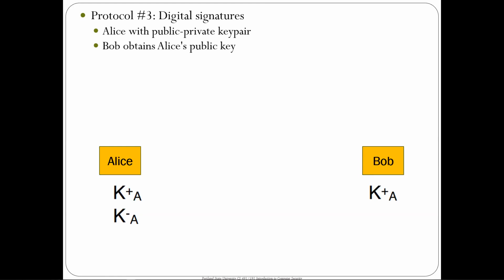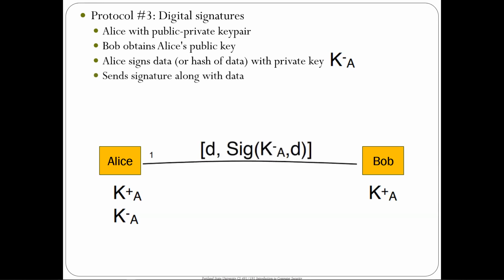So Alice has her key pair, publishes her public key, and Bob gets a copy of that. And then Alice has some data to send. And so that data, D, is then signed with her private key. And this is the K minus. If the data is large, if it's larger than the size of the key, then she must take a hash of the data and sign that instead. And that's what we talked about with PGP. So she sends the signature along with the data.